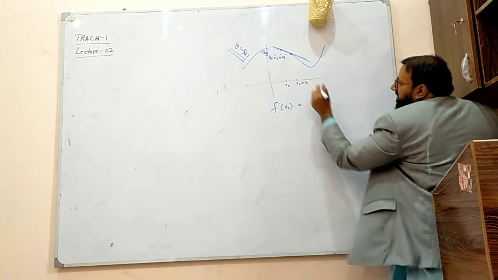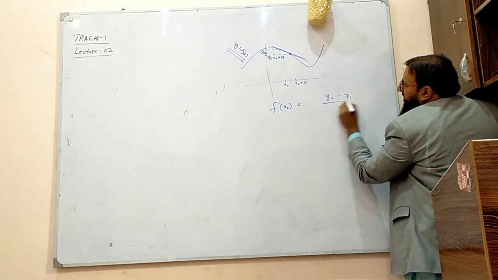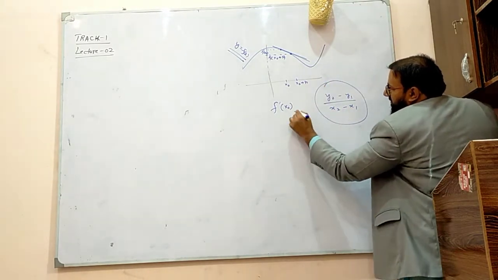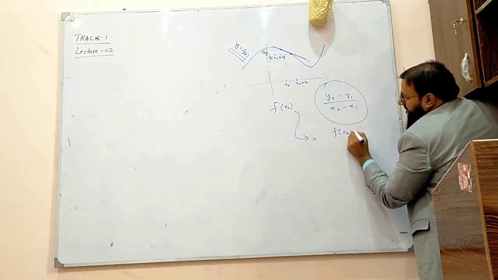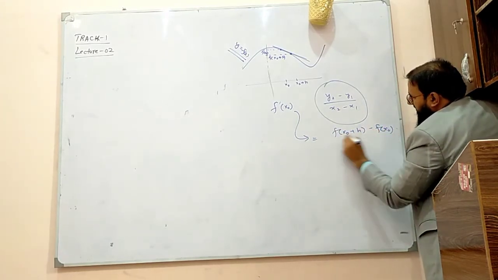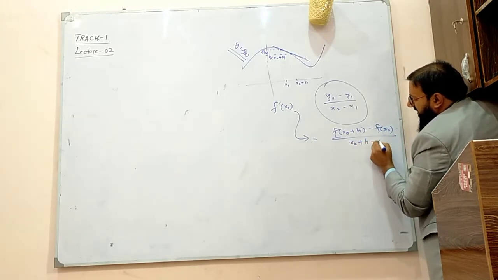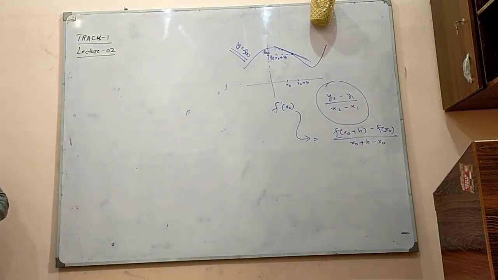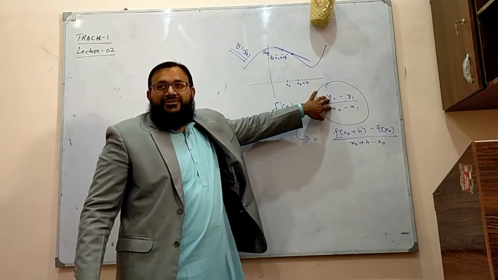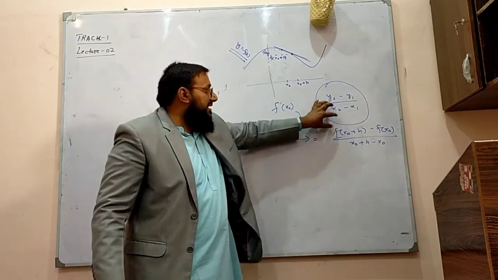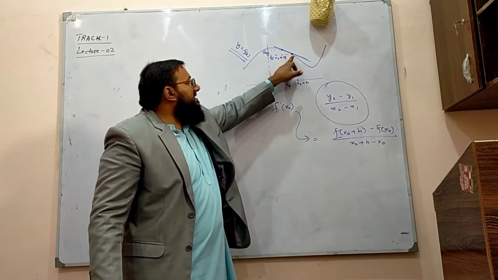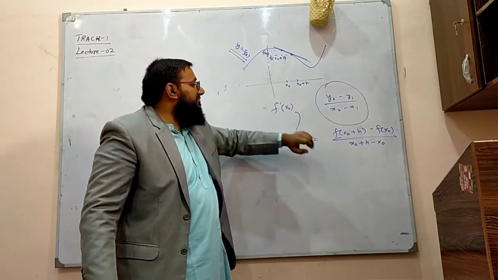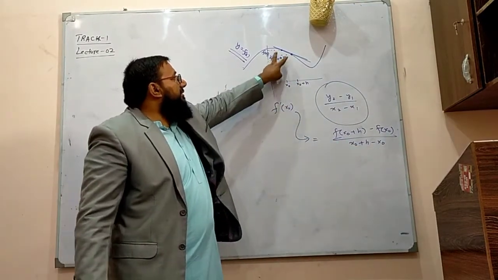So the slope of the secant line would be y2 minus y1 divided by x2 minus x1, but I am going to write this as f of x naught plus h minus f of x naught, divided by x naught plus h minus x naught. This is the slope of the secant line. We know very well this is the formula for the slope, y2 minus y1 divided by x2 minus x1. I'm applying the same idea here: this is my y2, this is y1, so f of x naught plus h minus f of x naught, and this is my x2, this is x1. Now this is the slope for the secant line.